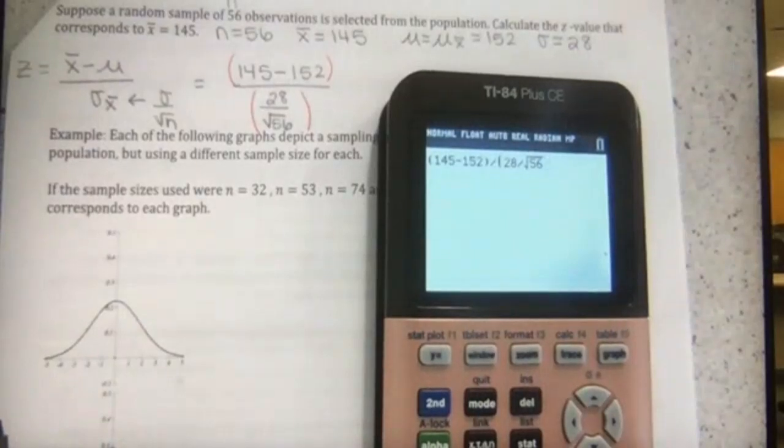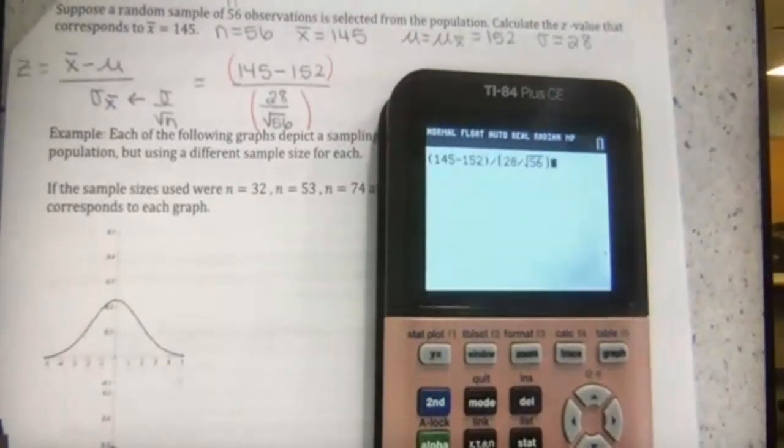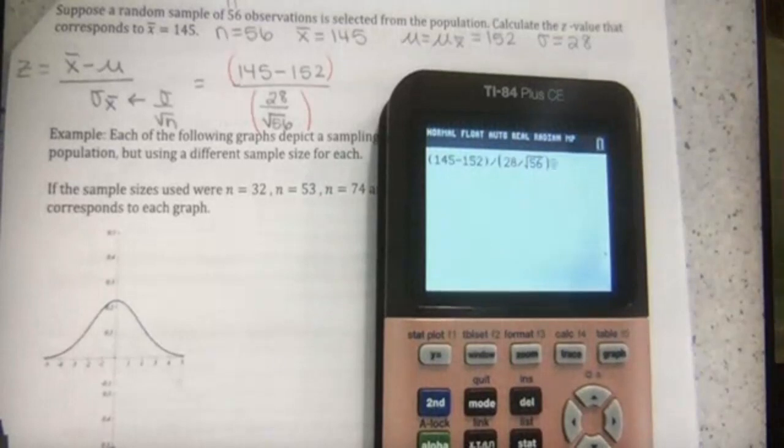If you have a newer calculator like mine, notice that you have to use your arrows to scroll over to get out of your square root so you can put your other parentheses. That way the calculator knows exactly how my fraction looks.